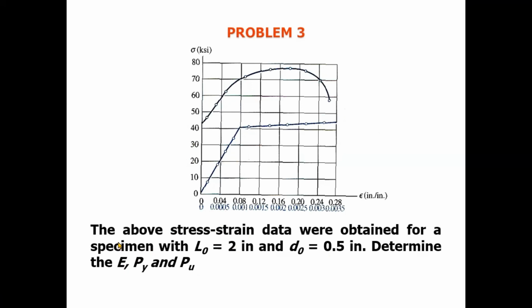Just read the data first. The above stress-strain data were obtained for a specimen with L0 is 2, D0 is 0.5 inch, and determine E, Py, and Pu.